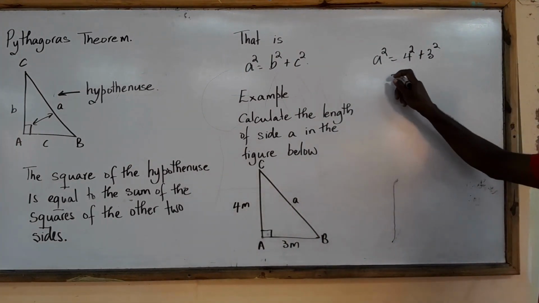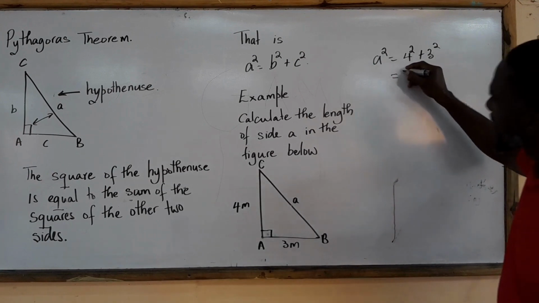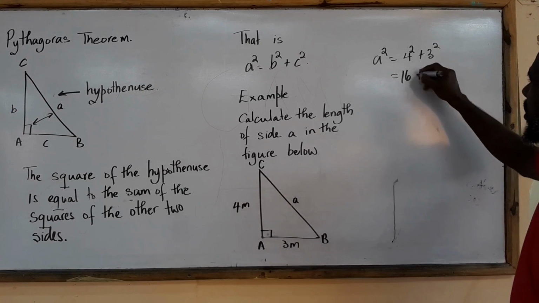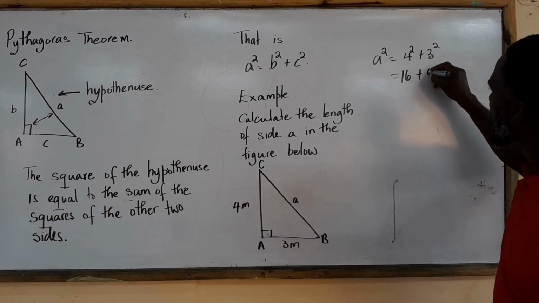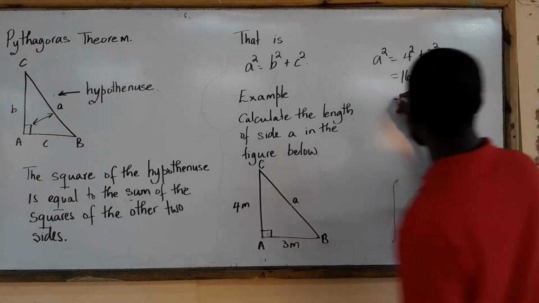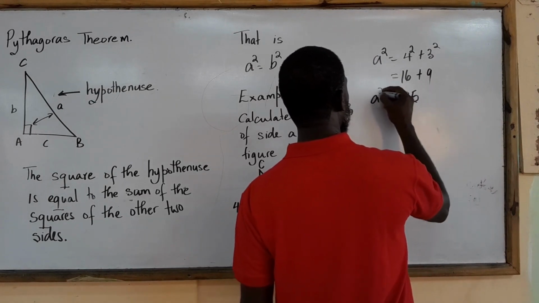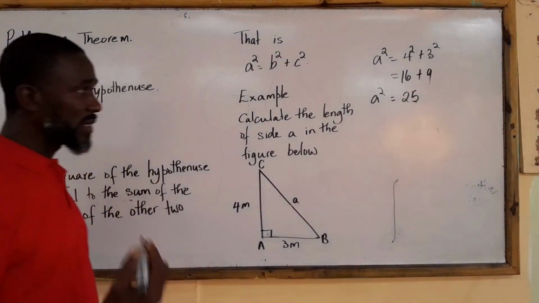4 squared is equal to 16, plus 3 squared gives you 9. So 16 plus 9 is equal to 25. So A squared is equal to 25.